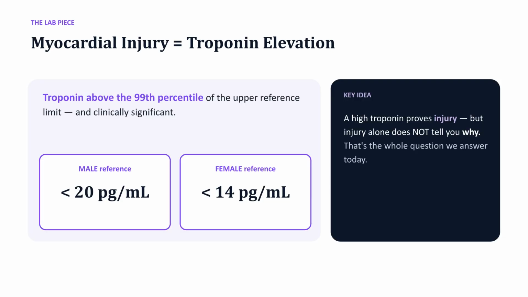Focusing on the lab aspect, myocardial injury is defined by a troponin level above the 99th percentile of the upper reference limit. These limits are sex-specific, below 20 picograms per milliliter for men and below 14 for women. A high troponin confirms injury, but it does not tell you why.